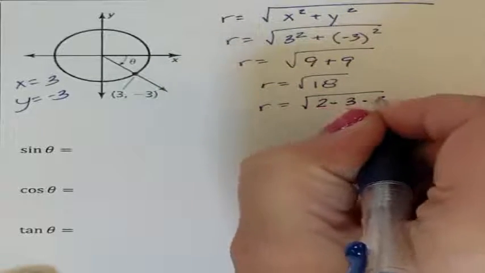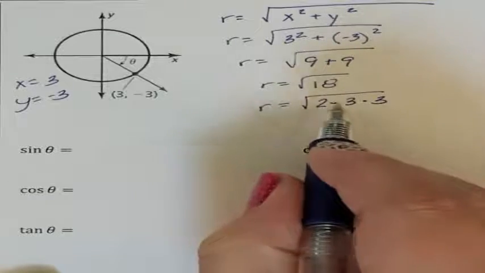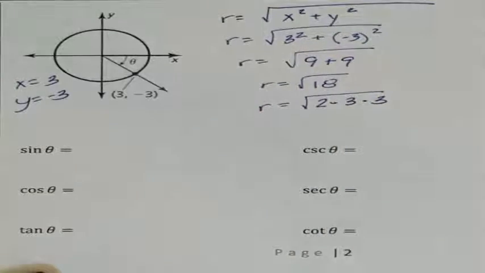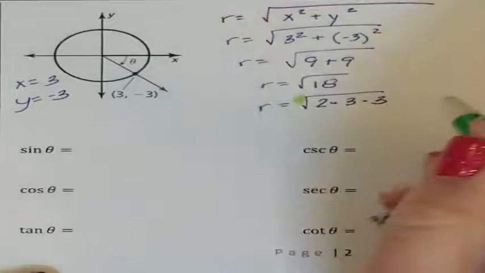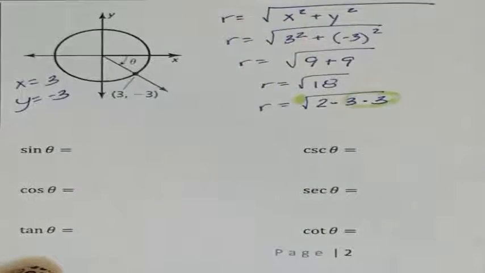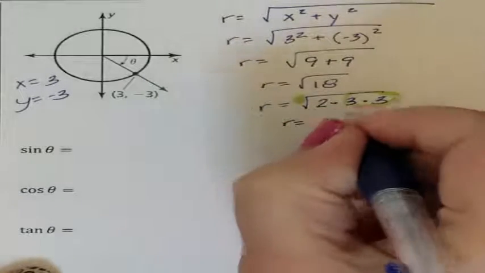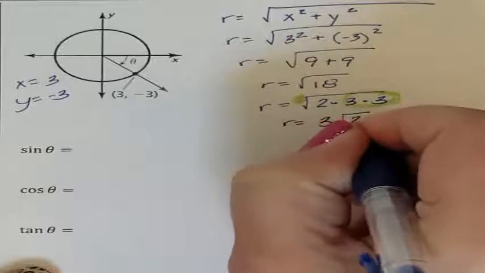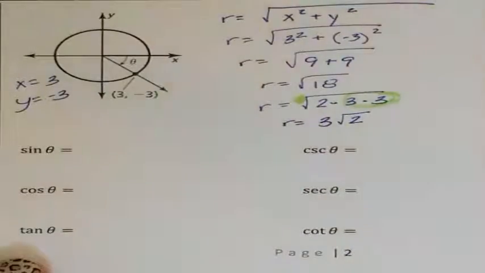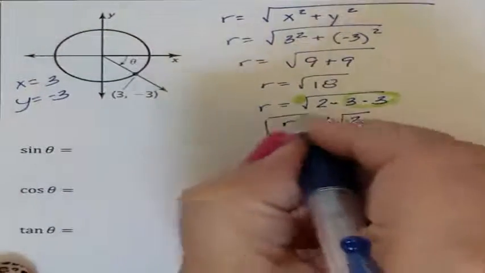9 is not prime, so 9 had to be prime factorized. So here's my 2 times my 9. Because the root is a square root, I need groups of 2. So this group of 2, they escaped. So r is the 3's that got to escape and the root 2 that had to stay inside. So r is 3 root 2.